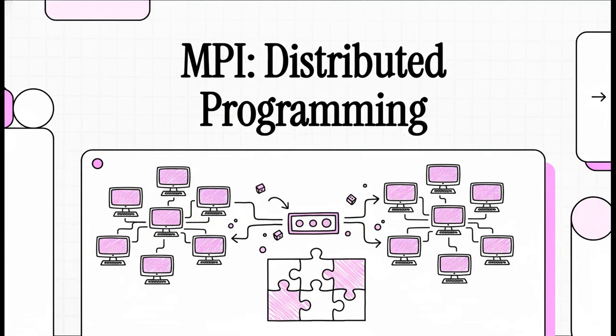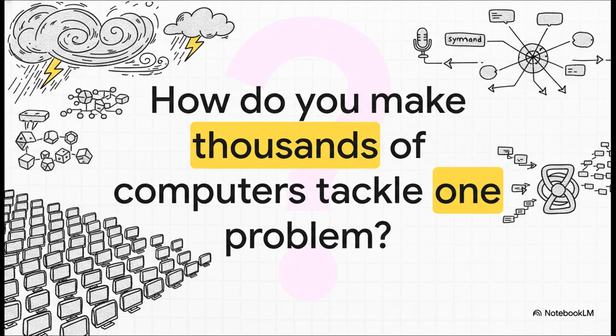All right, welcome. Today we are jumping right into Chapter 3 of An Introduction to Parallel Programming. We're going to talk about how you get a whole bunch of separate computers to work together on one single massive problem. And the secret sauce to making that happen is something called the Message Passing Interface, or MPI. So let's dive in.